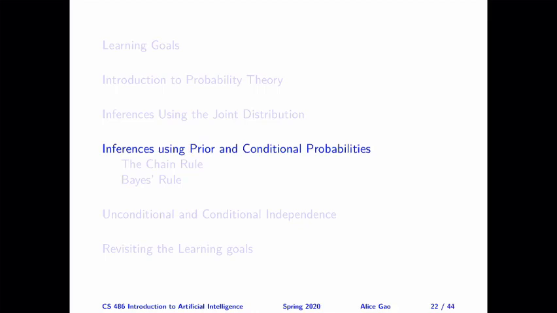In the previous video, I talked about two rules, the sum rule and the product rule, and we can use both of these rules to perform inference using the joint distribution. It's really nice when we have the joint distribution, but most of the time in practice, we don't have it. It's actually difficult to come up with the joint distribution for a particular scenario. So instead, we often have some prior or unconditional and conditional probabilities that we can use to describe the random variables we're interested in. In this video, I'm going to talk about two more rules, the chain rule and the Bayes rule, that we can use to perform inference using the prior and conditional probabilities.